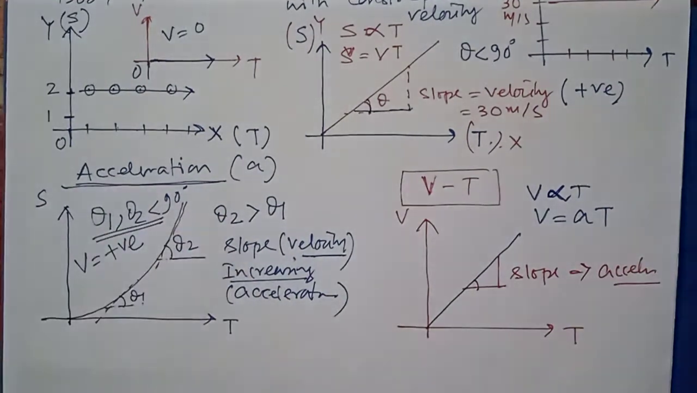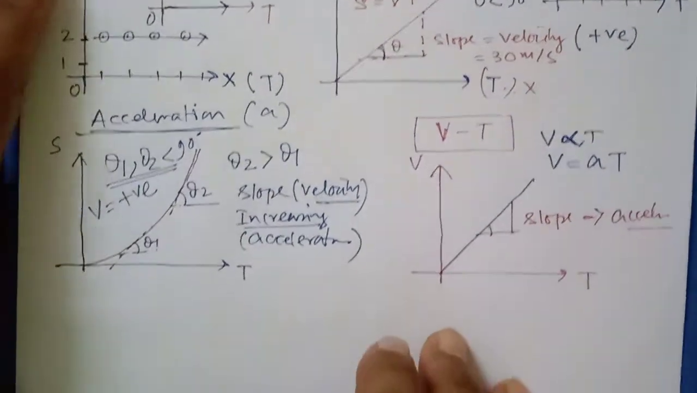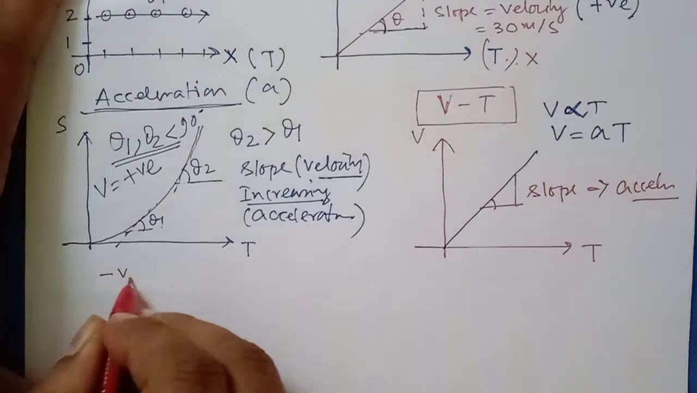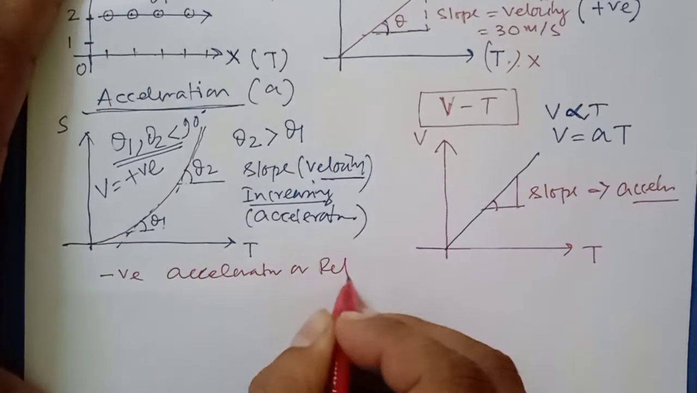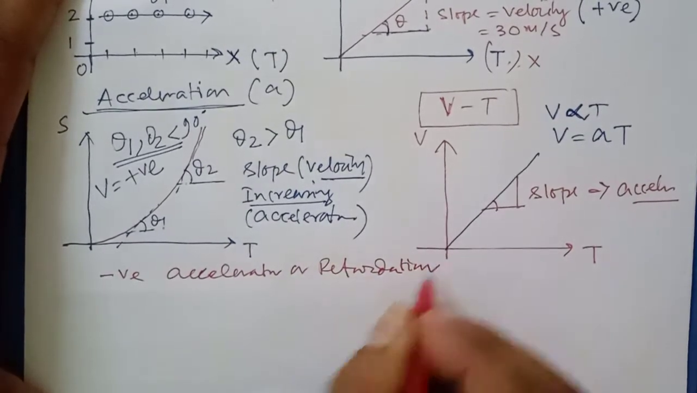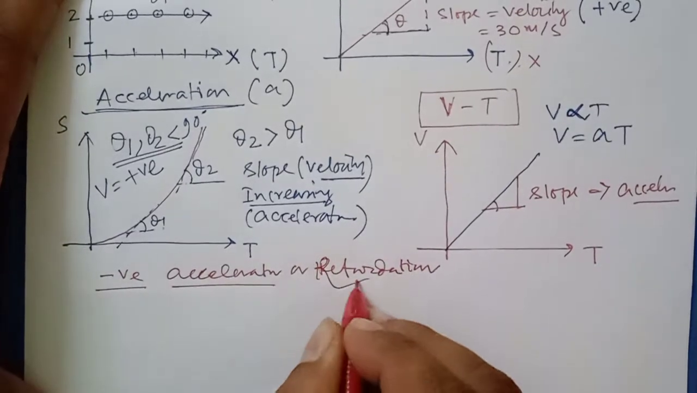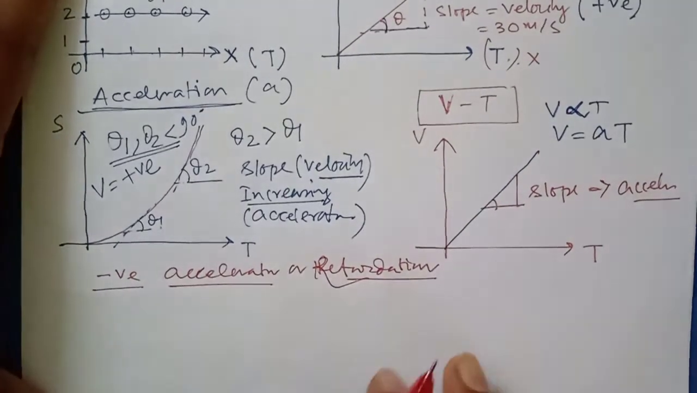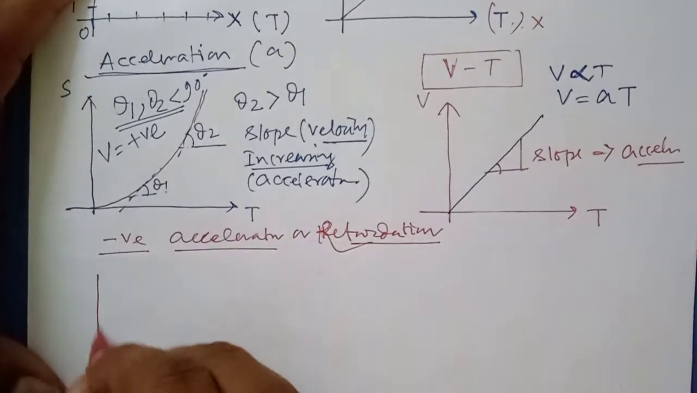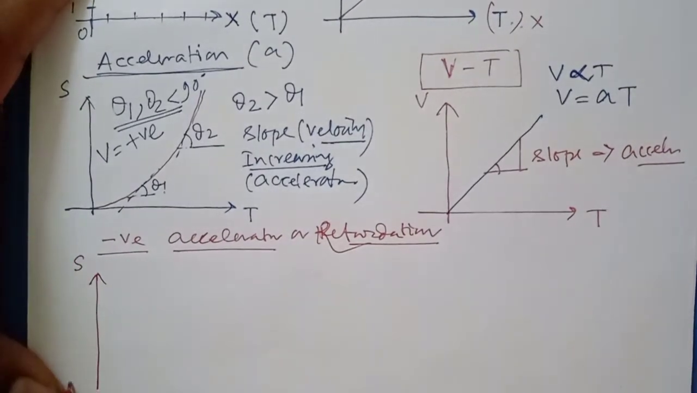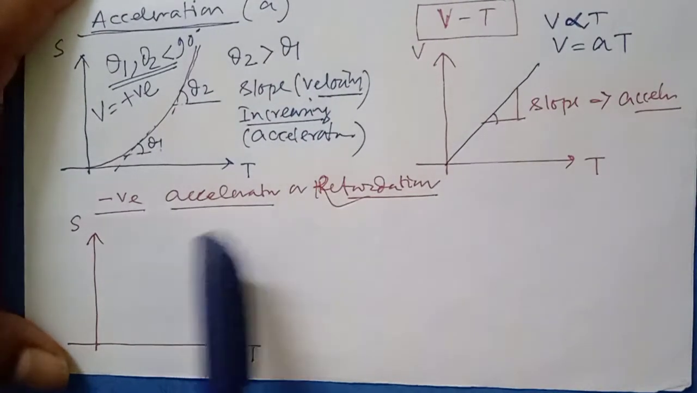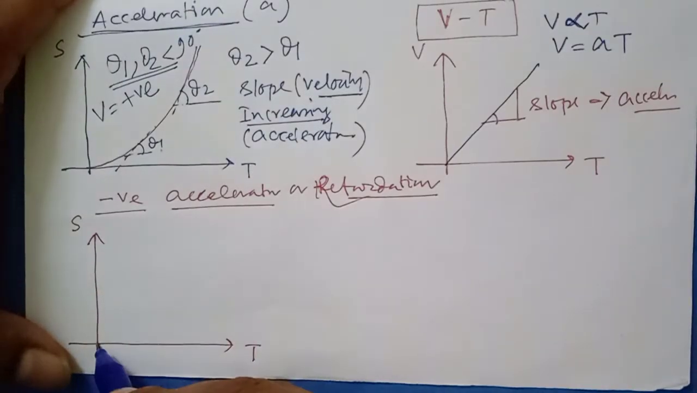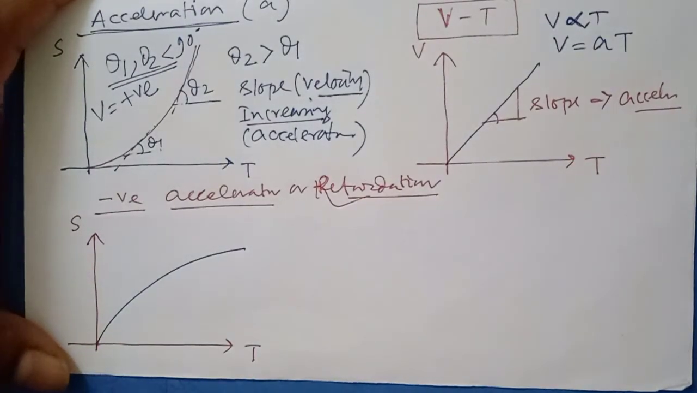So our next graph would be, yes, you're absolutely right, the retardation graph. So now, negative acceleration or retardation. Rate of decrease of velocity is called retardation. First of all, I am drawing the ST graph, and you know, students, for retardation, the graph will be like this. This is called the retardation graph.